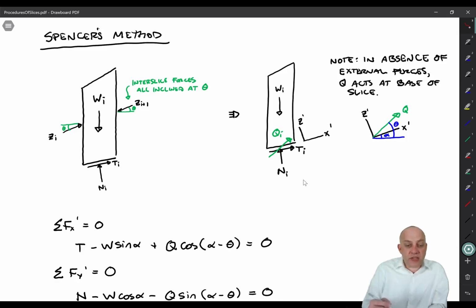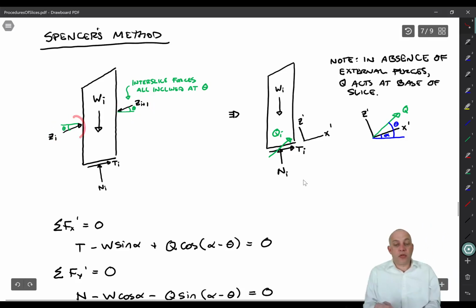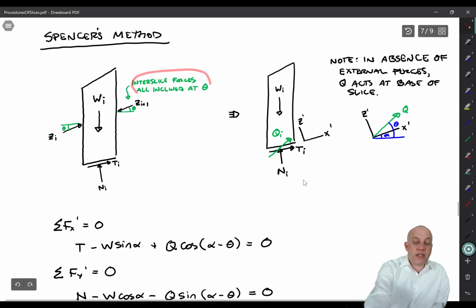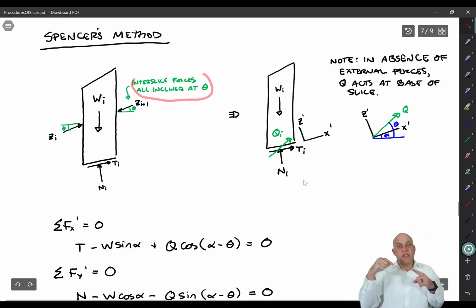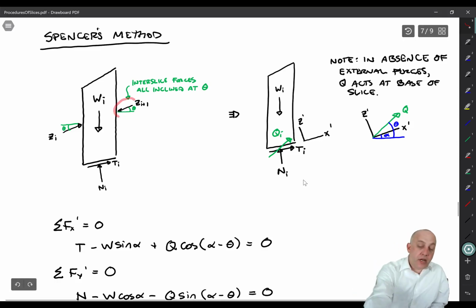All right, so what Spencer assumed was that inner slice forces were all inclined at the same angle theta. So theta is a constant for the entire problem, right? The forces acting on every single slice are inclined at the same angle theta. And what he did to simplify was to model, instead of independent slices, the resultant of those slices, Qi, where Q is also acting at an angle theta.